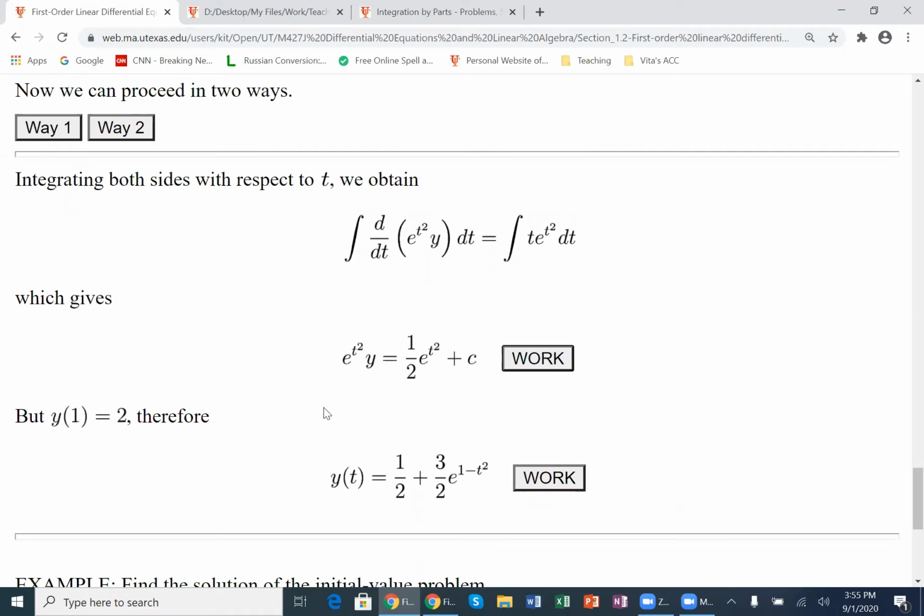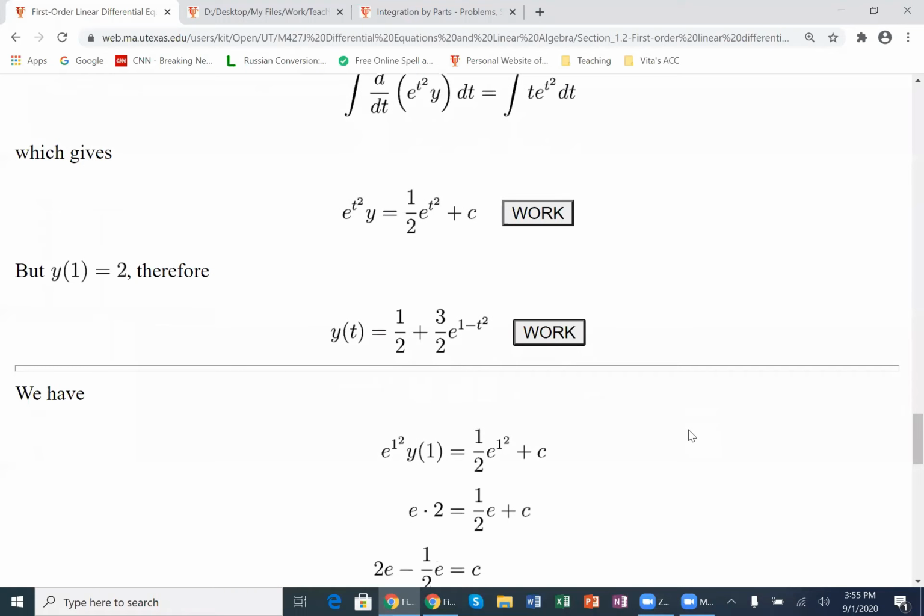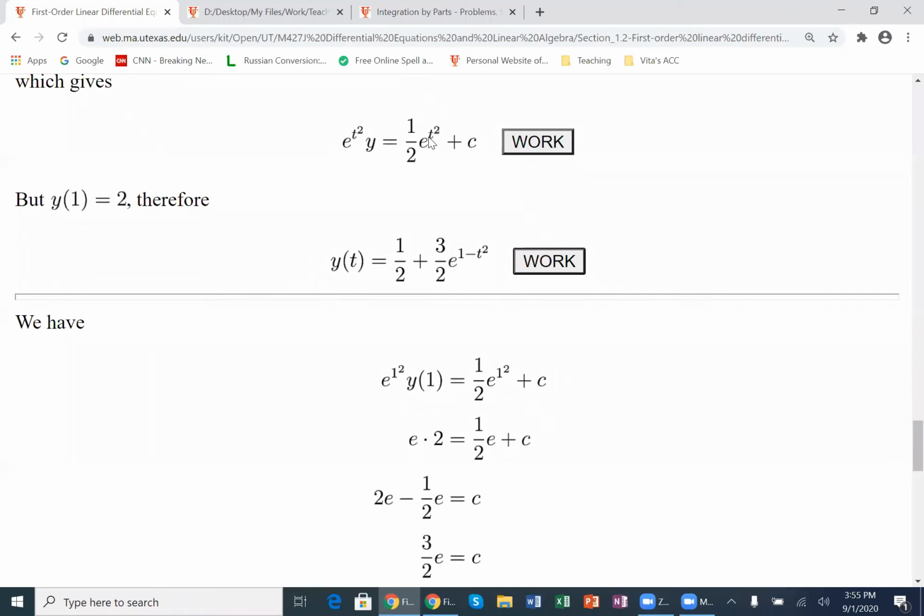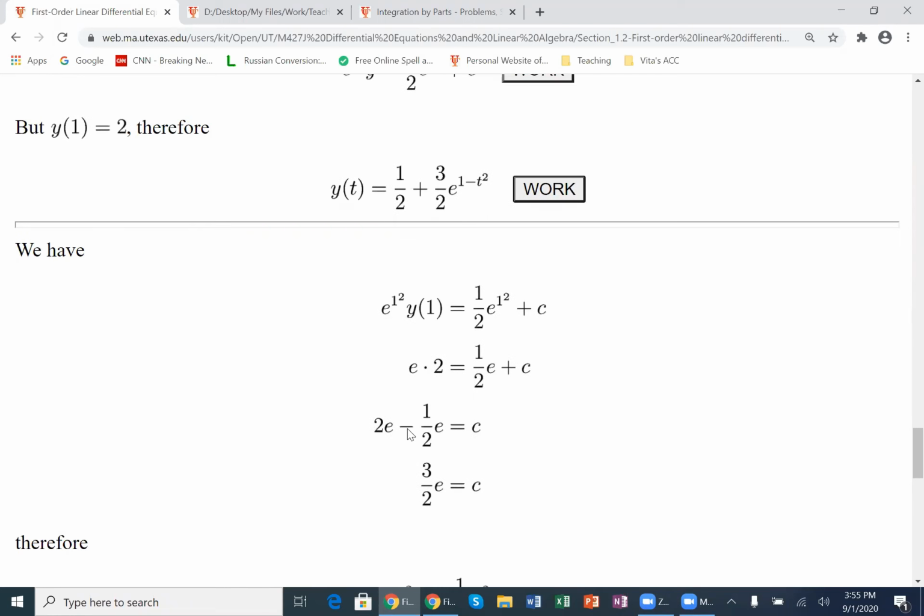In order to find c, we use the initial condition y of 1 is equal to 2. How do we do that? So we replace t in both cases by 1, because here we have 1. We obtain this, and of course y becomes y of 1. Next, e to first power is e. According to what is written over here, y of 1 is equal to 2. We move 1/2 e to the left, done, and 2e minus 1/2 e is equal to 3/2 e. So c is equal to 3/2 e.